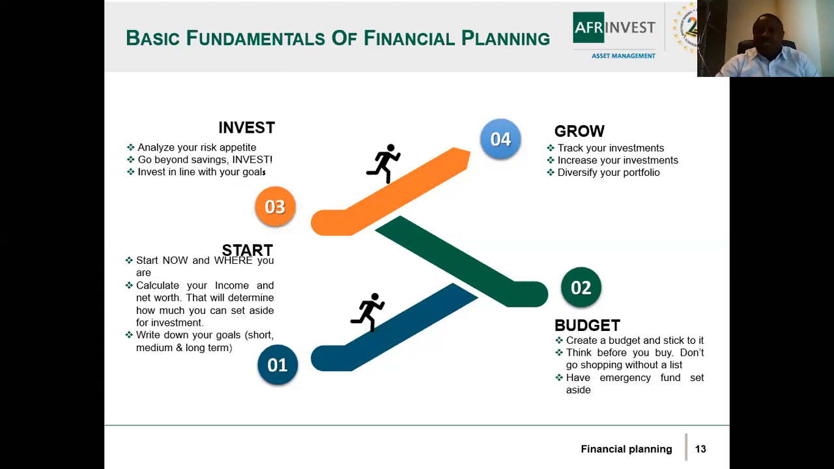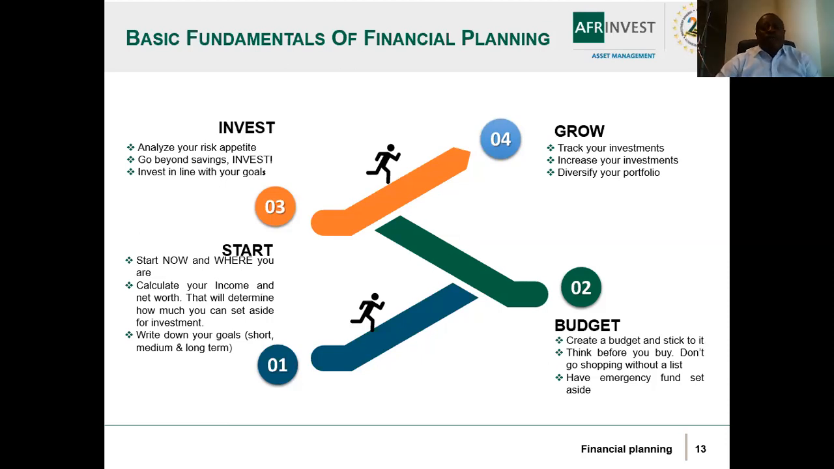Have an emergency fund set aside. We'll talk about this during the course of this presentation. The next fundamental is to invest. Like I said earlier, financial planning involves a lot of risk management.